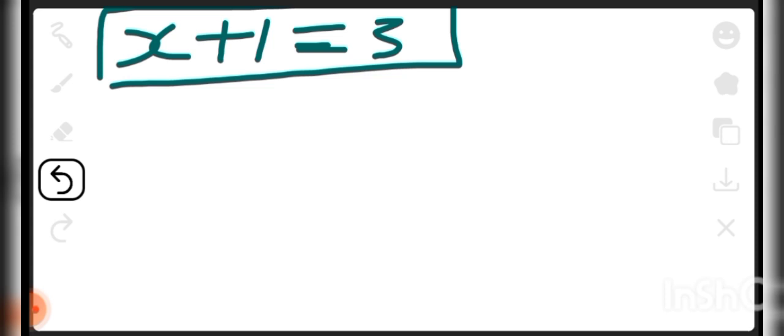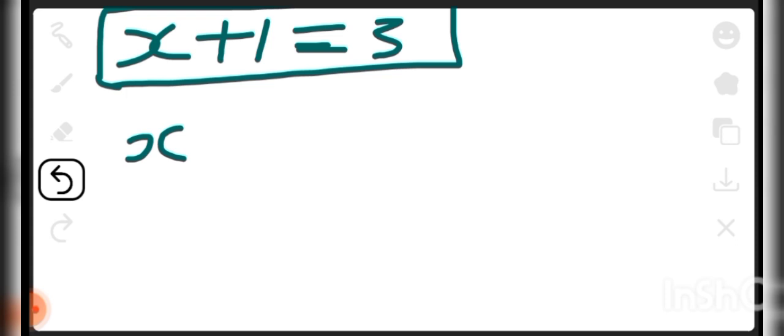Once you have something like this, you collect like terms. How do you collect like terms? You move the unknown to one side, then you move the other ones, the constants, to the other side. Constant means they don't have any variable or unknown number. The only unknown number here is this x. Others are known: we know 1, we know 3. So the unknown will be on the left hand side, and the constants will go to the right hand side.